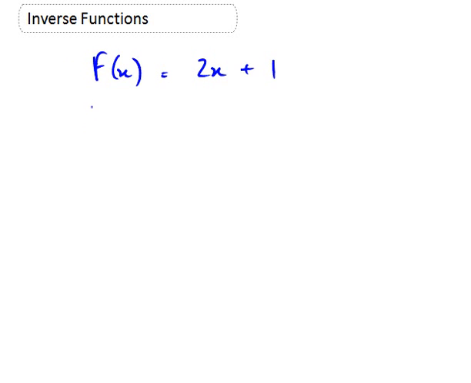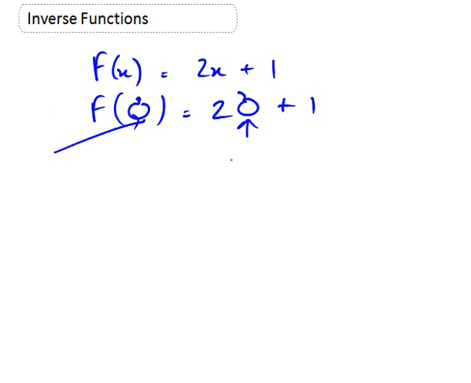Remember, looking at it in a silly way, that means if we give the function, let's say, an apple, then what will we get out? We'll get 2 apples plus 1. So whatever you put into the function, you get 2 of those things back out plus 1. It takes whatever you give it, it doubles it and adds 1.